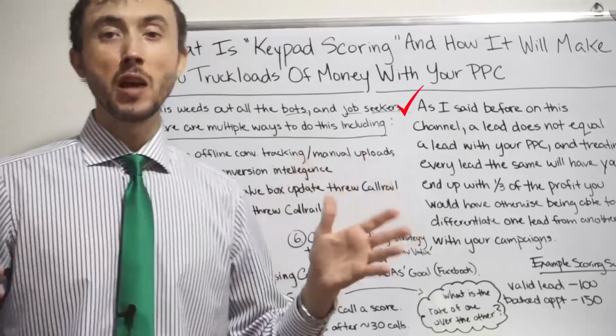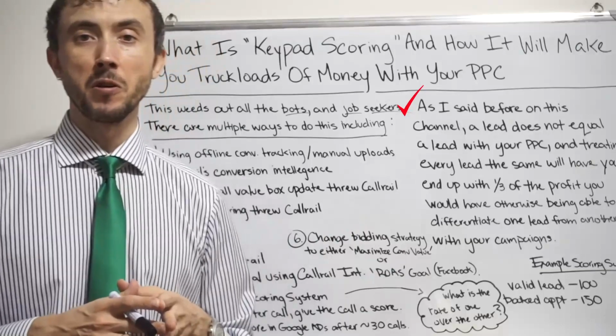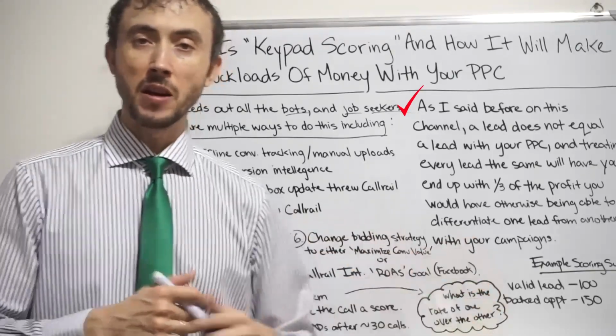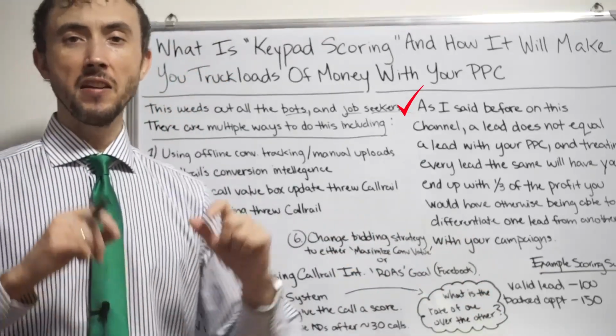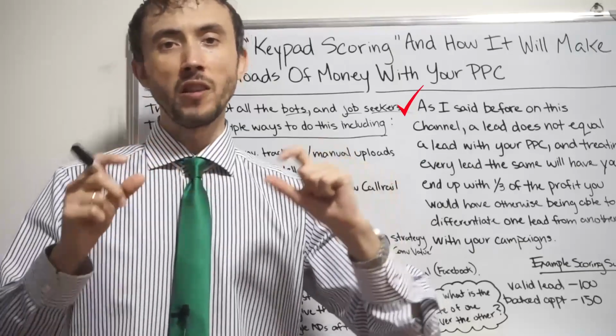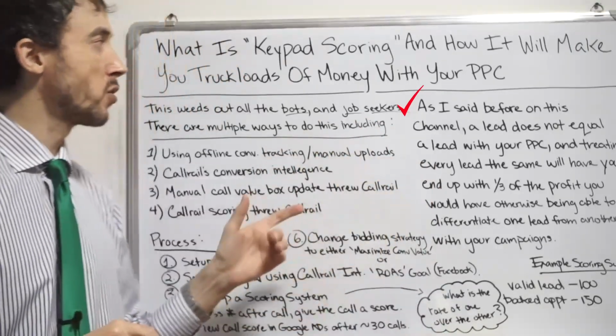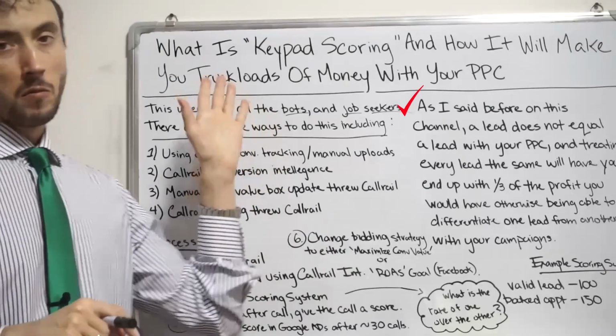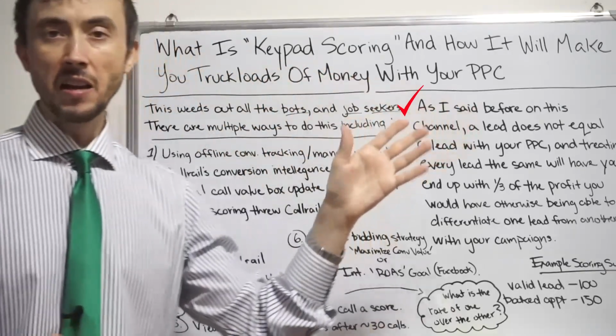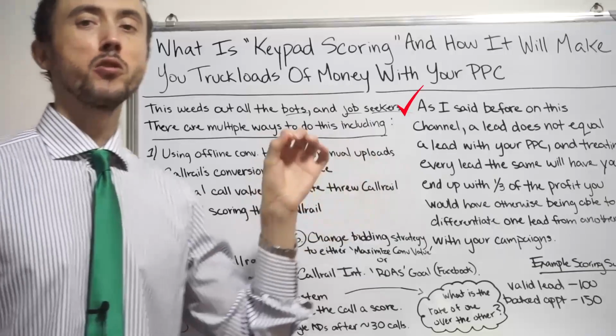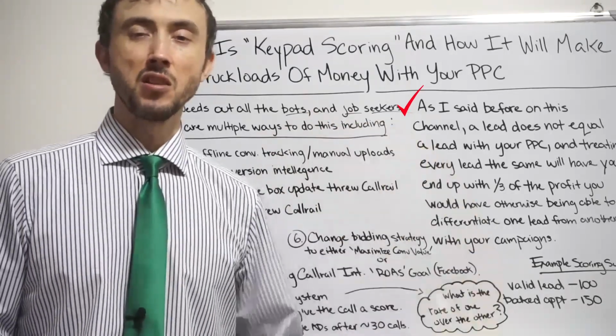You will be able to at least triple the profitability of your entire campaign just by figuring out what one lead's worth versus another, and then being able to see that in your account. And keypad scoring is one basically free way to do this, which is also very easy for any company to institute.